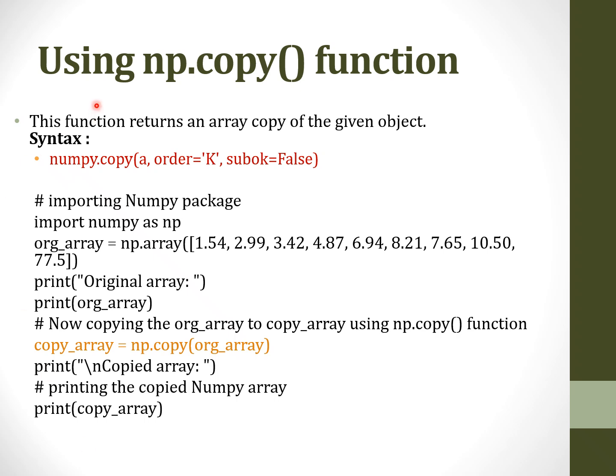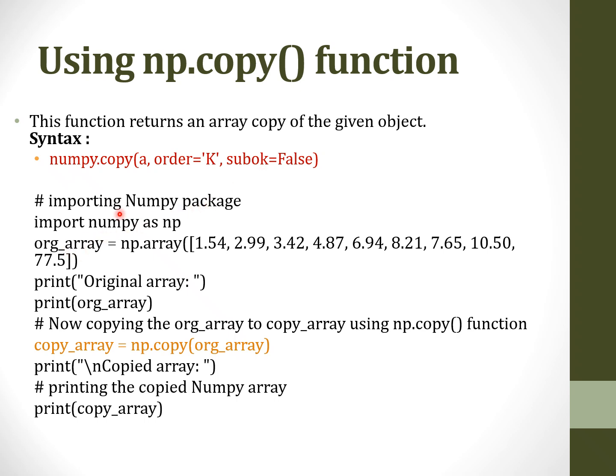Next, by using the np.copy function. The syntax of the np.copy function is numpy.copy(a, order='K', subok=False). Here a refers to the original matrix and order refers to the memory layout. The third one is subok. The subok parameter in the copy function determines whether the copy should be a subclass of the original array's class if it is true, or a basic n-dimensional array if it is set to false.